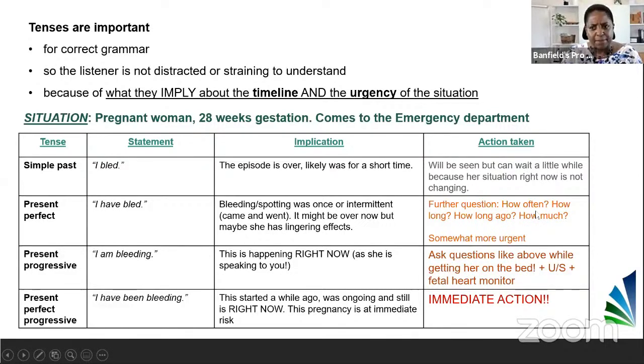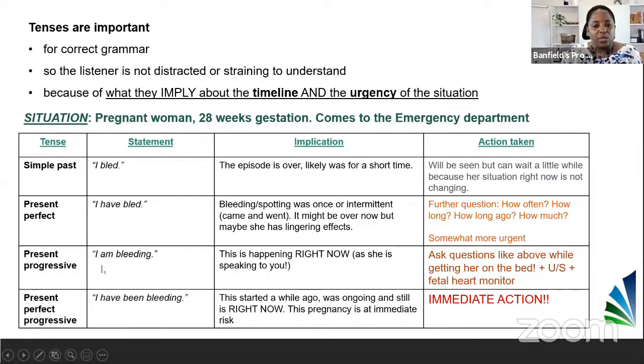How often did it happen? Because there's the idea that it may have happened more than once. How long did it last each time? How long ago was the last episode of spotting? How much did you spot? Because there's the impression with "I have bled" that this isn't a one-off. It didn't just happen once, okay? So this one is somewhat more urgent.